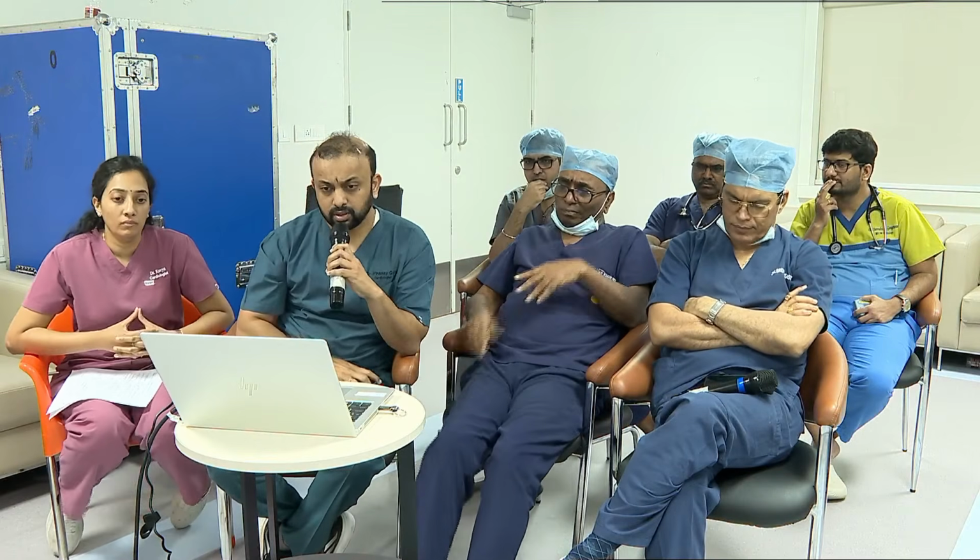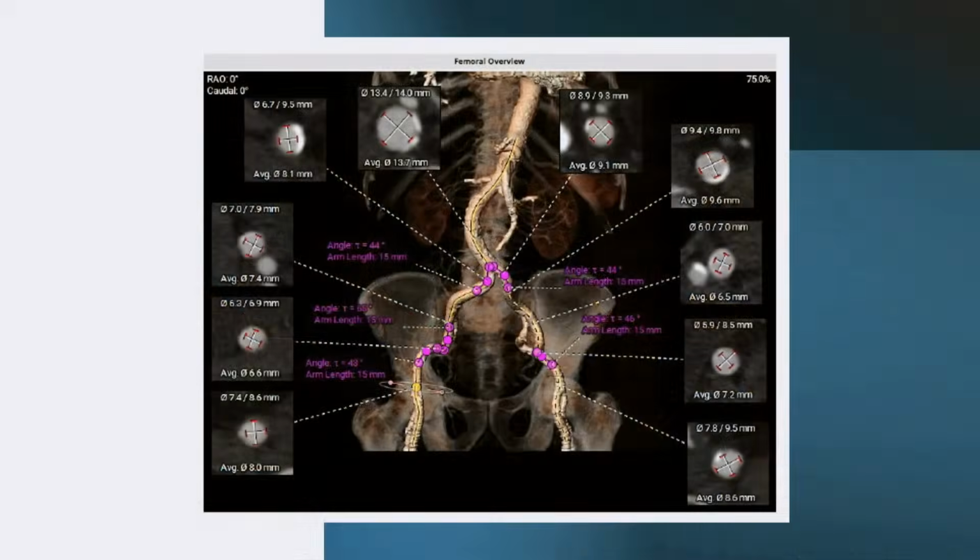So we analyzed the CT properly. Based on the CT analysis and the patient perspective, we decided that we'll go ahead with a balloon expandable valve, and the valve size would be 21.5.